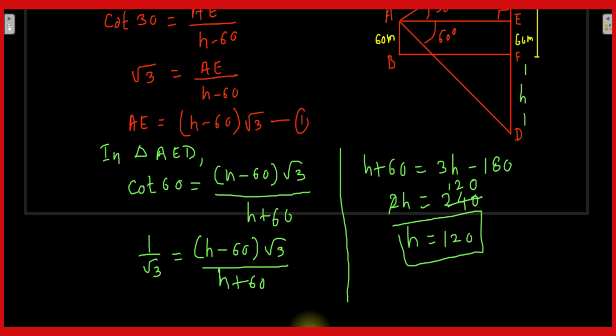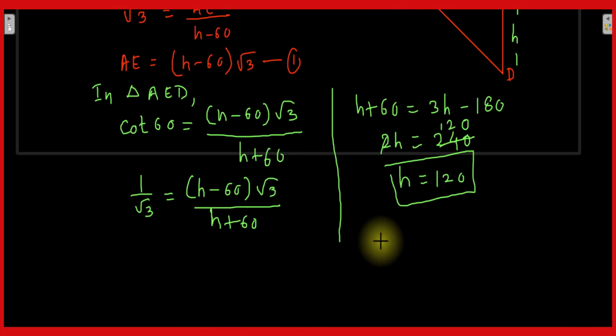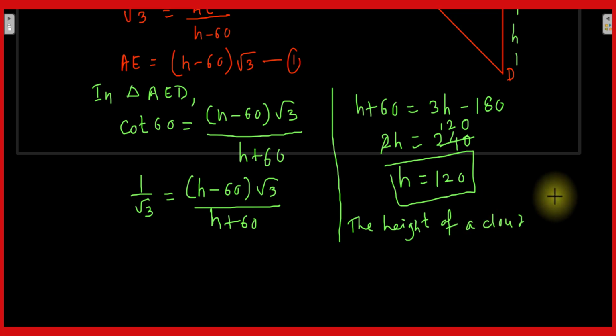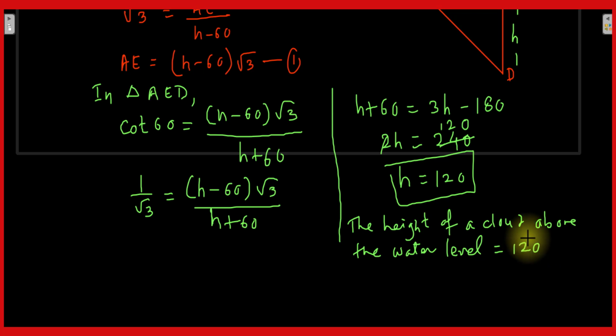So write the answer at the end. The height of a cloud above the water level, that is equal to 120 meter. So this is the answer, that the height of the cloud above the water level is 120 meter. Now let us move to the next question.